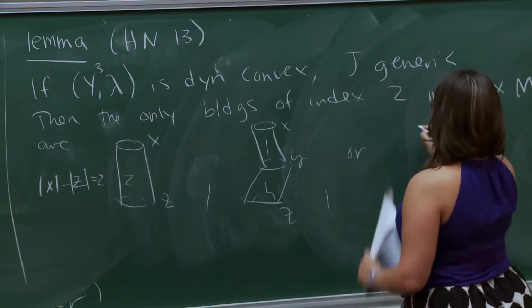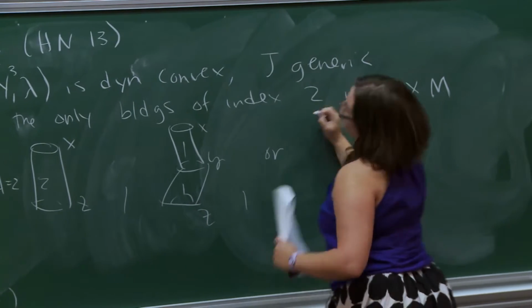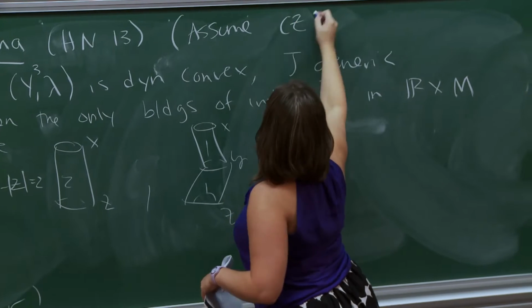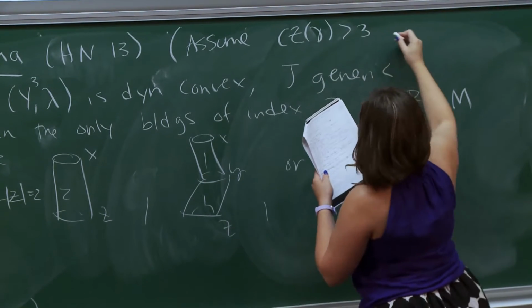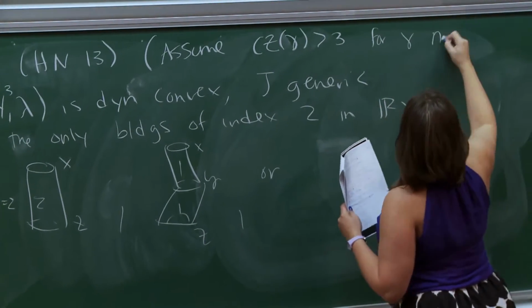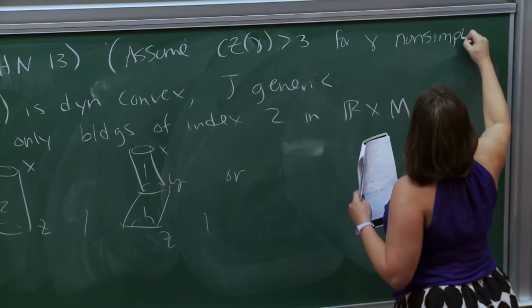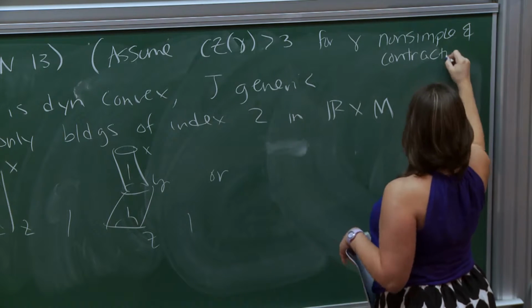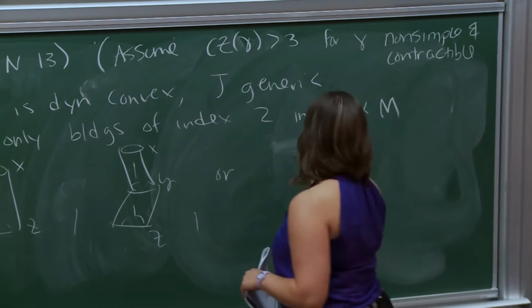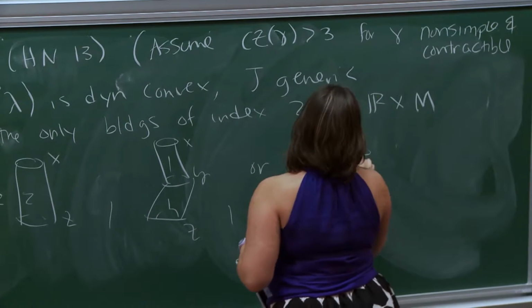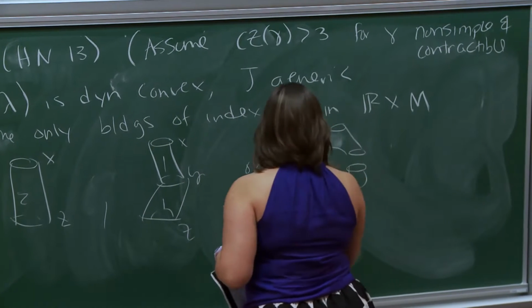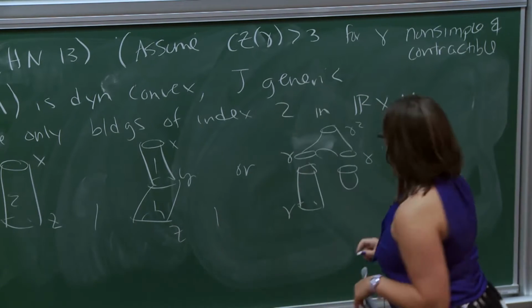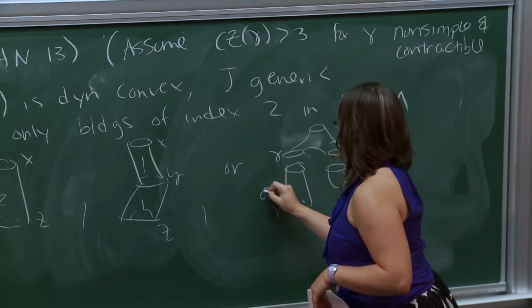or, okay, I should also write this. We're going to assume that the Conley-Zander index of gamma is strictly greater than 3 for gamma non-simple and contractible. And I'll explain why in just a second. Or you have a pair of pants, a plane, and a trivial cylinder. So gamma squared, gamma, gamma, gamma. Okay. So this is 0, 0, 2.